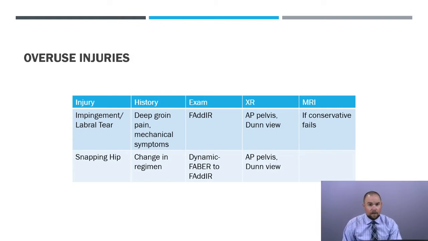You can also have a mixed type where people have both a cam and pincer lesion, and again, this is something that you can see on x-ray.